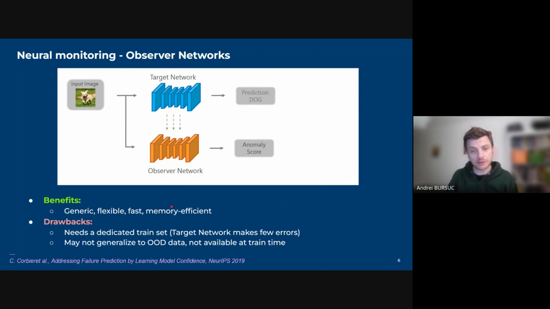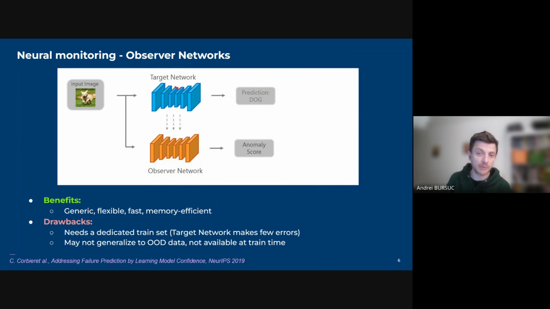The drawbacks, there's quite a few as well, unfortunately. The major one is we need a dedicated training set to train the target network, and another one for training the observer network, because neural networks nowadays become very confident and have high performance on their training data set. So if we train our observer network on the same data set, we may not see too many errors. We need a dedicated training set to have some samples that were not seen by our target network, such that we can have an idea of how this target network will behave on unseen conditions.